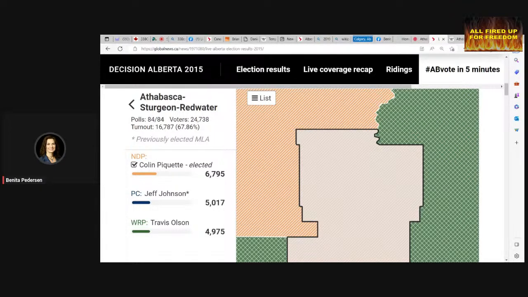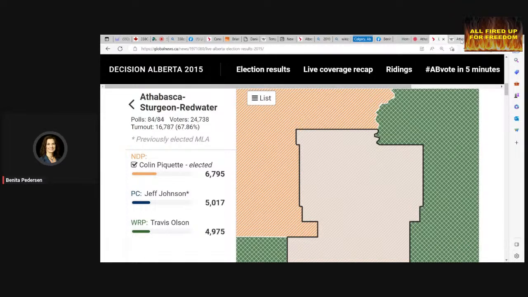How did that happen in an area that traditionally votes conservative? Well, it's because the conservative vote was split. 5,000 votes went to the PC, 4,900 to the Wild Rose Party. It split the vote. It caused an NDP to get elected. If the conservative vote had been combined, we would have had a conservative candidate in there, and we would not have had that NDP candidate elected.